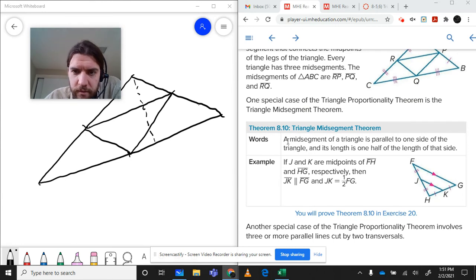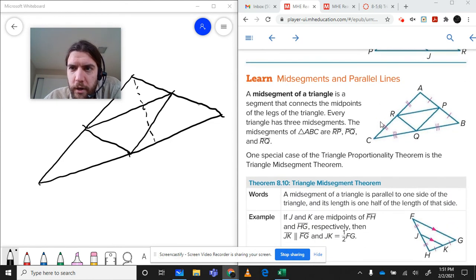If you read through on here, it says a mid-segment of a triangle is parallel to one side of the triangle, and its length is one half of the length of that side. Okay, so let's move forward and kind of use that idea in context in the next video.